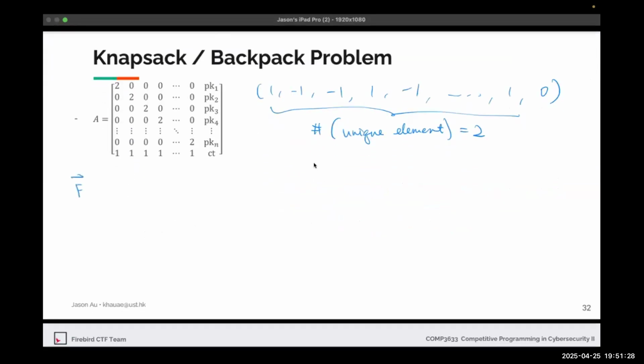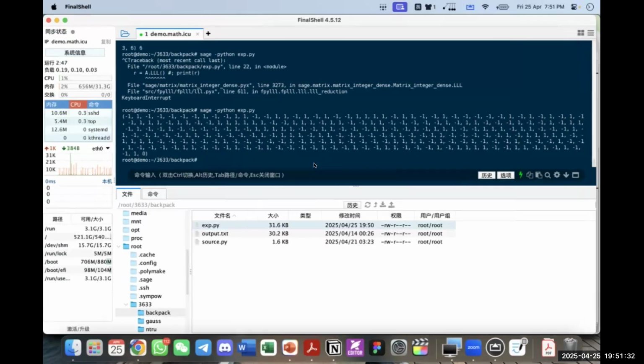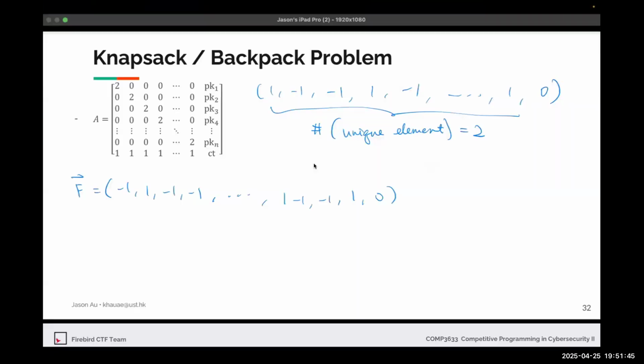So this vector f is actually, maybe we can write down a field -1, 1, -1, -1, something, and then the last is 1, -1, -1, 1, and 0. Okay, so I just write it down here. So this is what we get after the reduction.